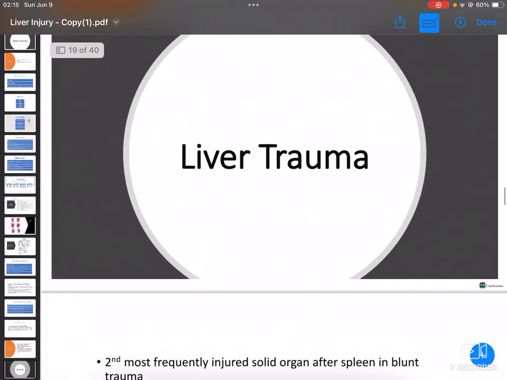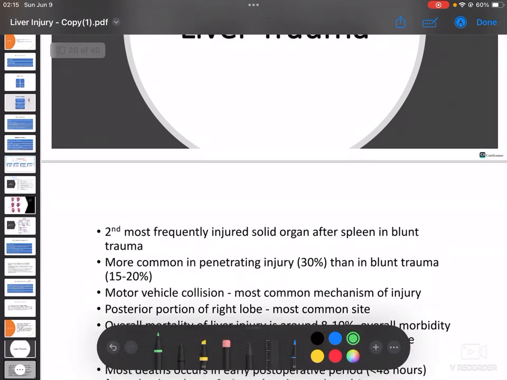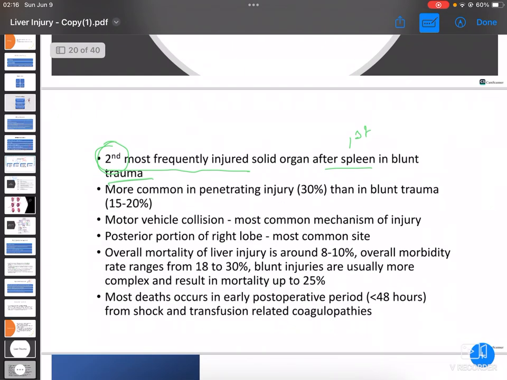Now comes another important topic of today's presentation, liver trauma. It is the second most frequently injured solid organ after the spleen in blunt trauma. So the first is the spleen and the second is the liver. It is more common in penetrating injury, more than 30%, than blunt trauma, where it is 15 to 20%. Motor vehicle collision is the common mechanism of injury for liver trauma. The posterior portion of the right lobe is the most common site.